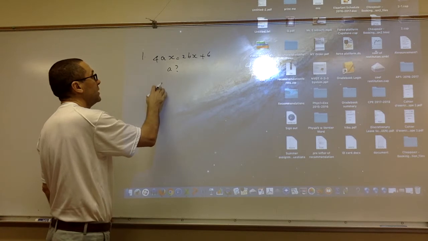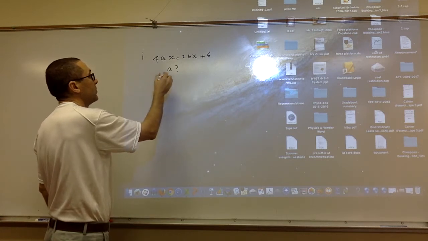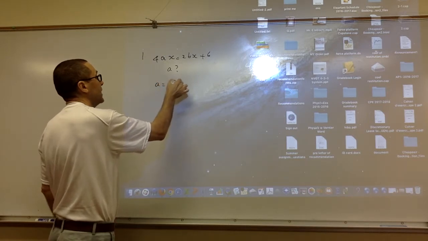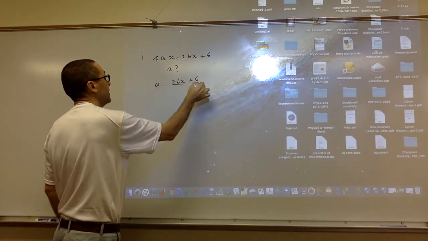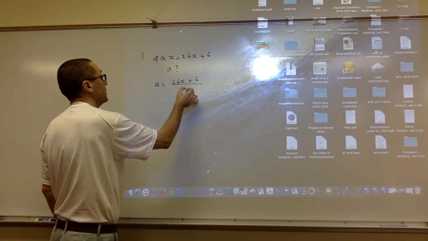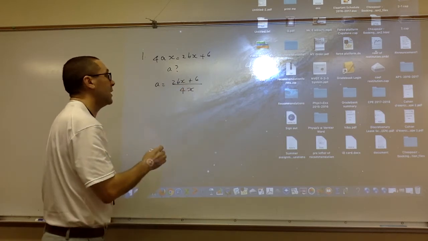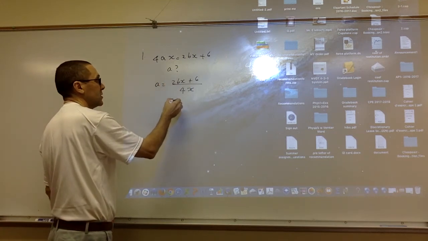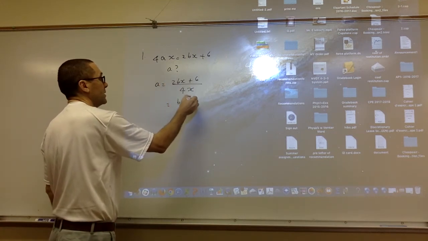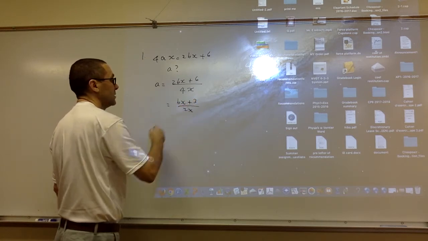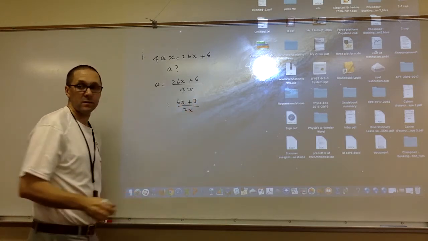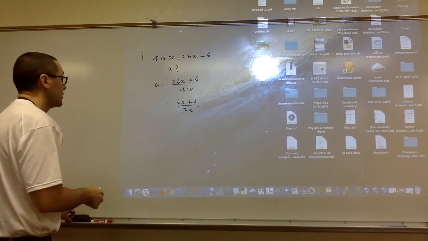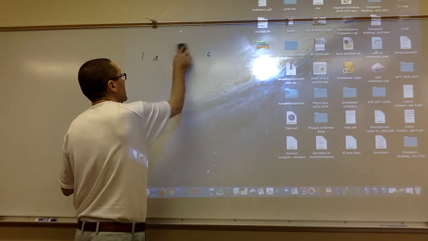So what we need to do here is a is equal to 2bx plus 6 divided by 4x. Now we can maybe reduce this because there is a 2 common to every term here. So this is just going to be bx plus 3 over 2x. So you cannot cross out these x's, right? Because there is no x with the 3. So that's one idea. And I'm going to do this quick.